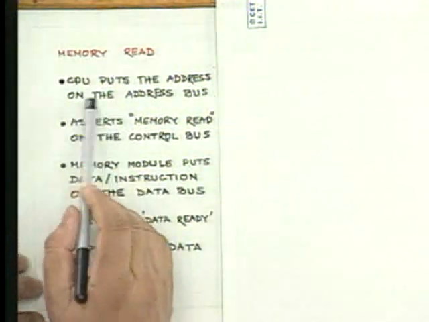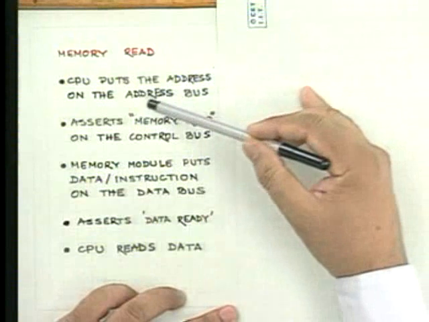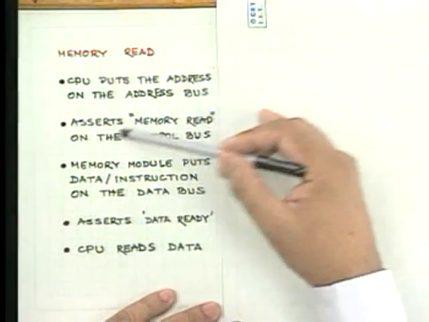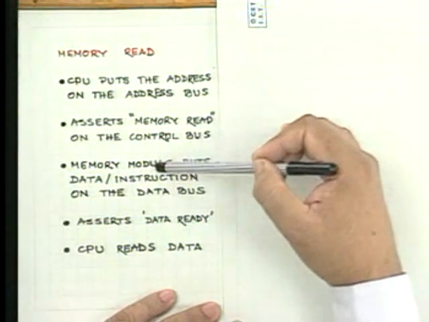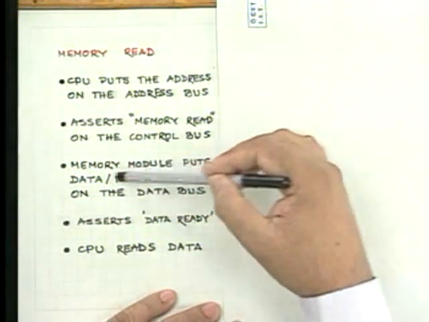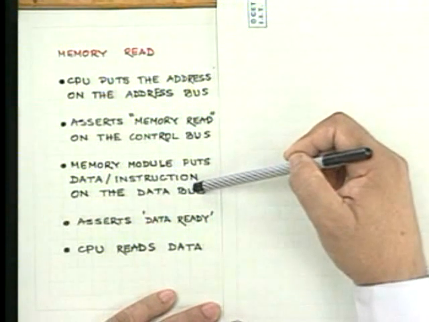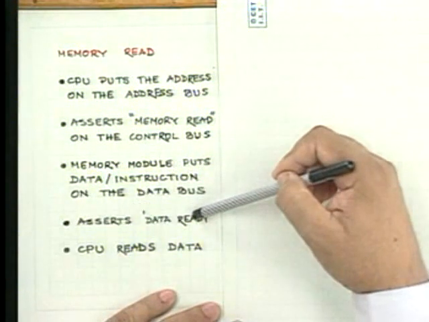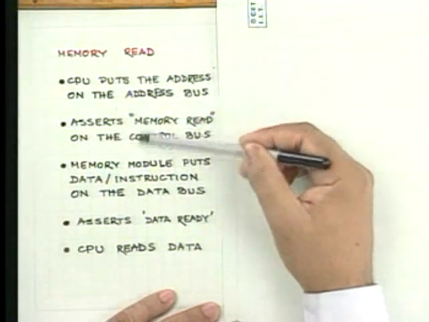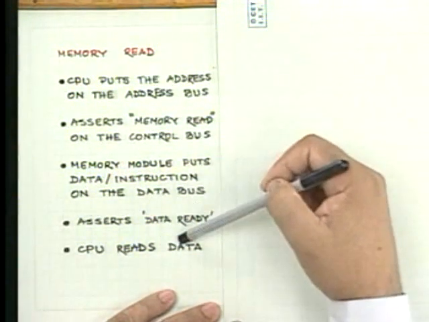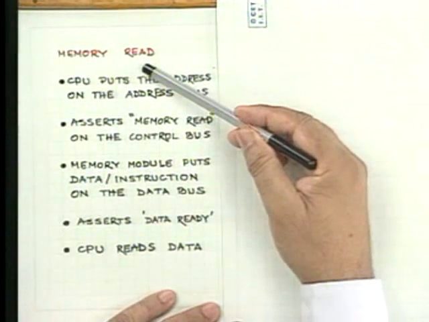That the CPU puts the address on the address bus, asserts memory read on the control bus. On getting this, the memory module puts the data or the instruction, whatever it is, on the data bus, then asserts data ready, and the CPU reads the data. Okay, the 5 steps, the protocol. In 5 steps of this protocol, the memory read takes place. Right.